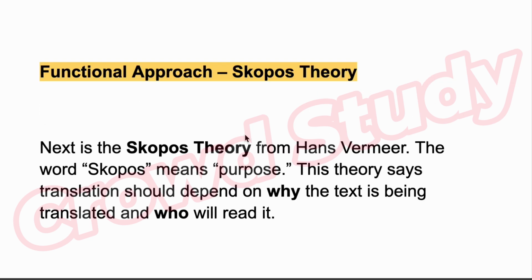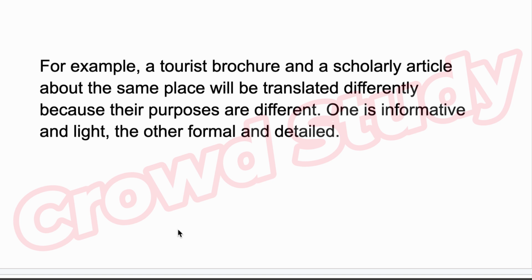Functional approaches. Skopos theory. Next is the Skopos theory from Hans Vermeer. The word Skopos means purpose. This theory says translation should depend on why the text is being translated and who will read it. For example, a tourist brochure and a scholarly article about the same places will be translated differently because their purposes are different. One is informative and light and the other formal and detailed.